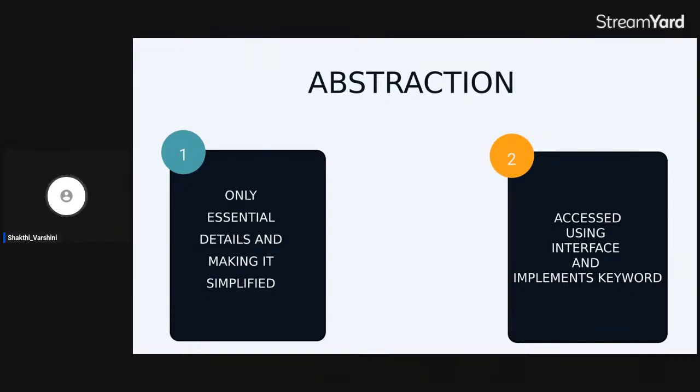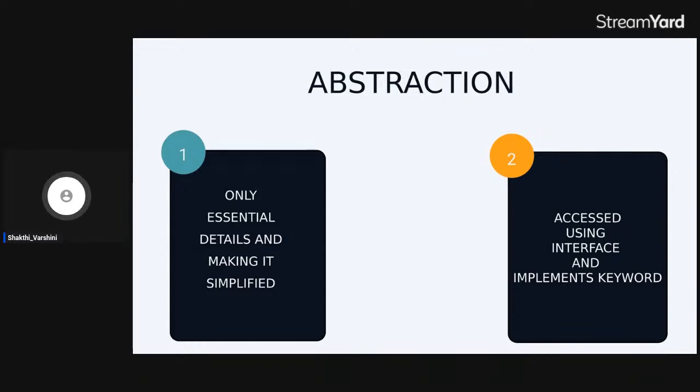Next is abstraction. Abstraction is something I have already said: only the essential data, what is required, is visible to the user, and the rest of the thing is hidden from the user. Unnecessary details we are not going to show to them. That is the implementation part, we are hiding it, that's all.